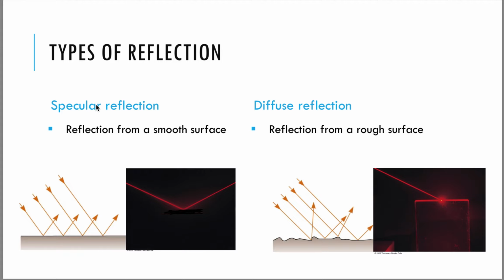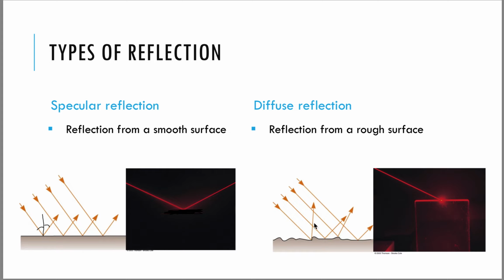So when the surface is very, very smooth, then if you have a bunch of incoming rays that are parallel to each other, they're all going to reflect also parallel to each other. The angle of incidence here will be equal to the angle of reflection.